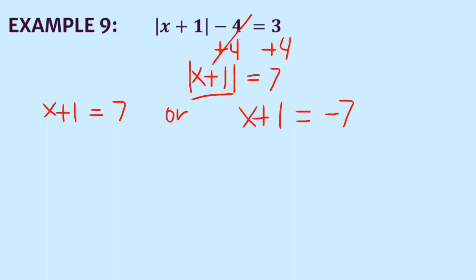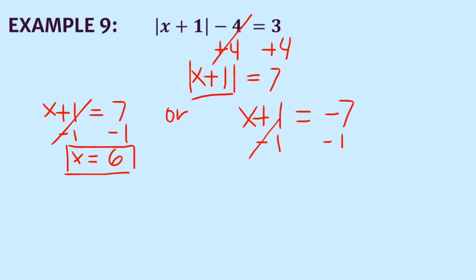Now, let's solve first the statement 1. So we have to subtract 1 here, and this will be eliminated. And we are left with x equals 7 minus 1, which is 6. For this one, I have to eliminate plus 1. And this will be cancelled out since 1 minus 1 is 0. And we're left with x. So what is negative 7 minus 1? It is negative 8.